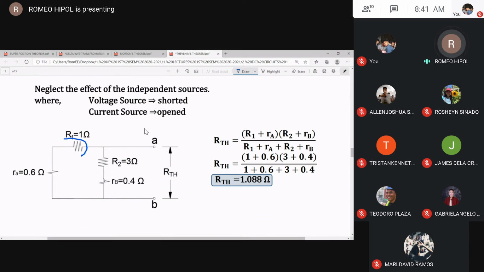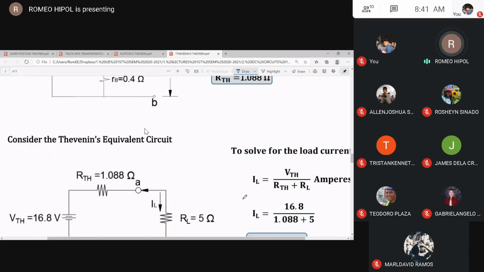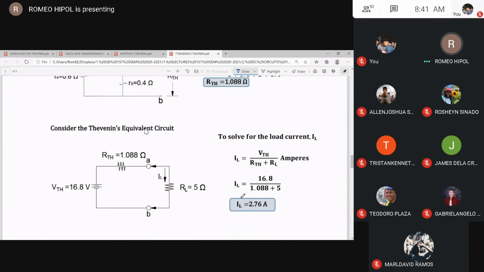Okay. We have a series connected branch R1, 1.6. So, R2 and RB, we have 3.4. Naintindihan? Therefore, two parallel branches, RTH is 1.088 ohm. So, during examination, pwede kayong kumuha ng at least 2 to 3 decimal places. Okay lang yun, kahit 2 to 3 ang kunin yung decimal places, kasi double check ka naman sa solution. Okay, next step.